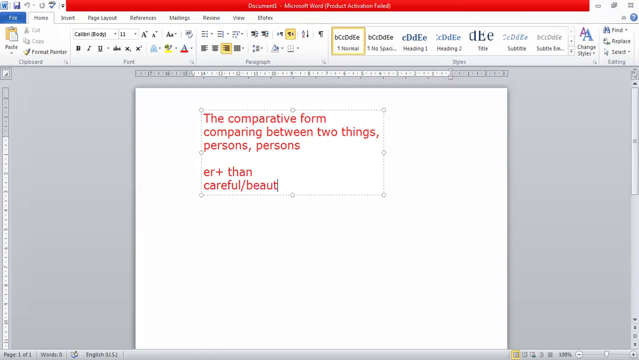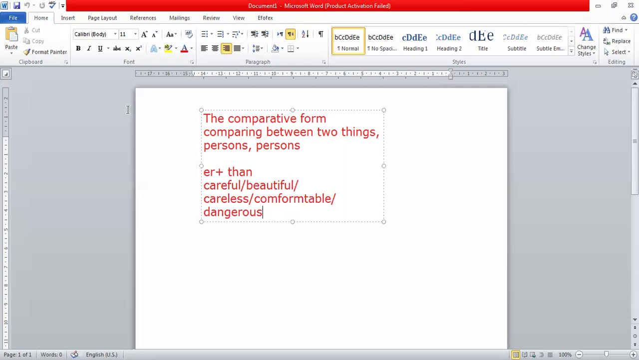I think this is beautiful. Careful, careless, comfortable. I'm listening to someone telling me dangerous. Yes, dangerous also has more than one syllable. All these adjectives have more than one syllable.